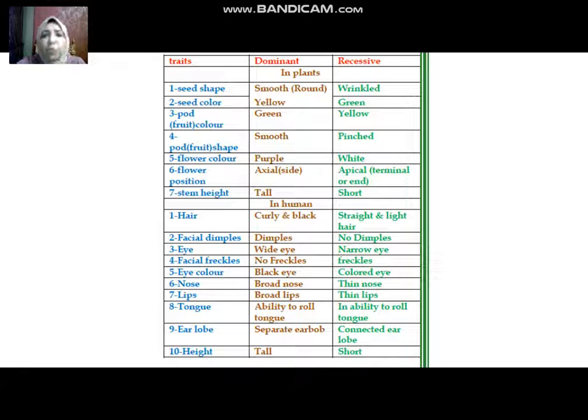Okay, and so on. For example, for position, the position of the flower: if the flower is axial, at the side of the pea plant, it is the dominant trait. If it's terminal or apical, it is the recessive trait. The color of the flower, if it's purple, or in some books red, is the dominant trait, while white is recessive.